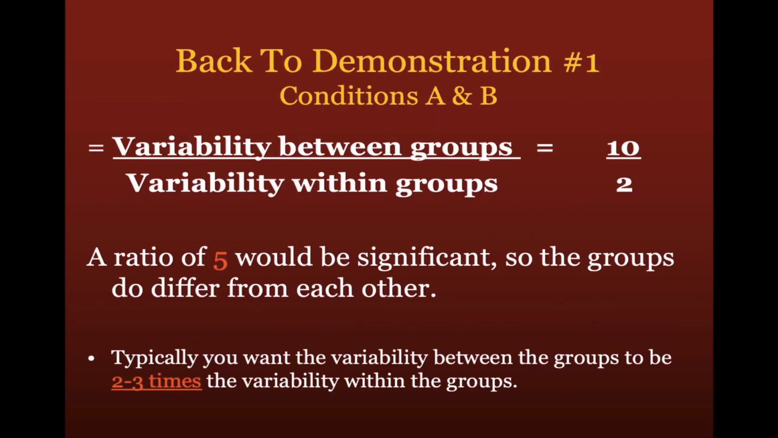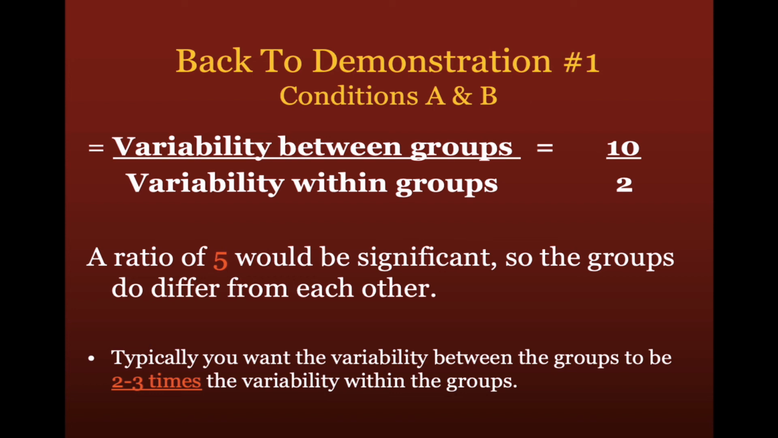All right, so let's go back to our first demonstration, A and B. So our variability between our groups is 10, right? So it's the difference between 50 and 60. The variability within our groups is 2. And what we're going to do now is create a ratio out of this. So 10 over 2 gives us a value of 5, right? So that says that the variability between the groups is much greater than the variability within the groups. In this example, it's 5 times greater, right?